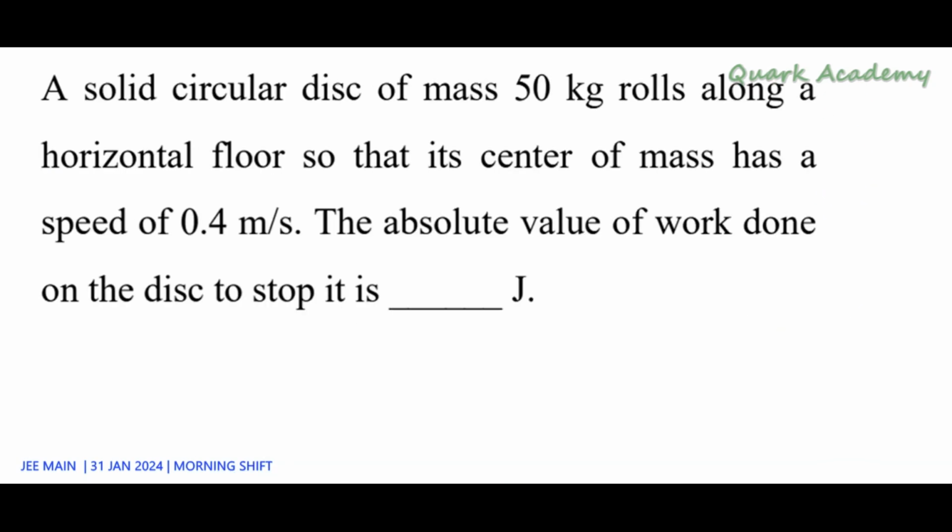So there is a solid circular disc and its mass is 50 kg. It is rolling on a horizontal floor. And the center of mass is moving with the speed 0.4 meter per second. We need to find the work done to stop it, the absolute work value to stop it.